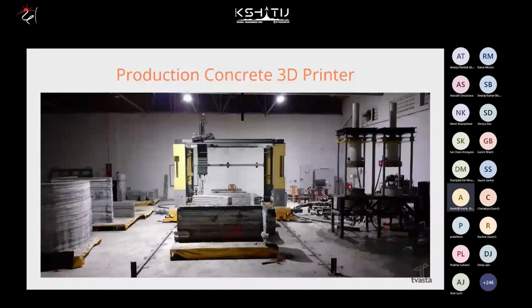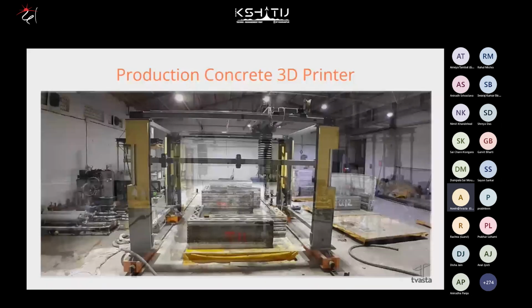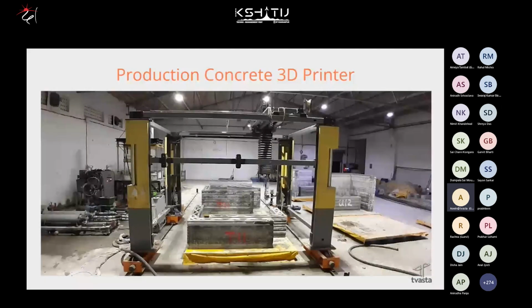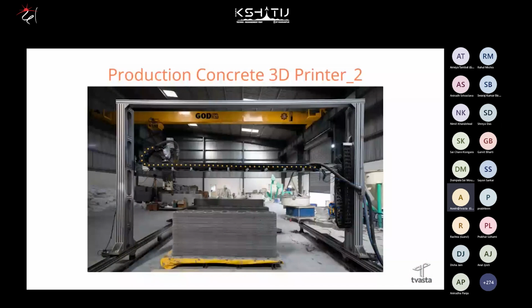This is the second version of that printer. You can see the size difference. This is the second version of the concrete 3D printer. Currently this printer has been dismantled and we have installed the next version. This is the third version of the concrete 3D printer. This is a gantry type of printer. This is in our Solnur factory, in Chennai, Tamil Nadu.